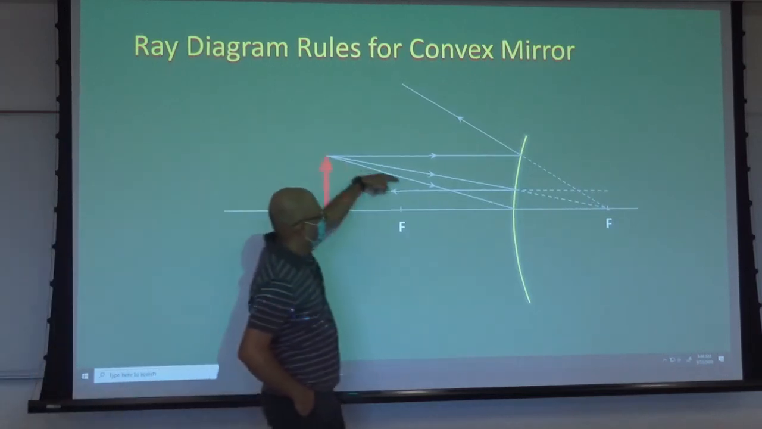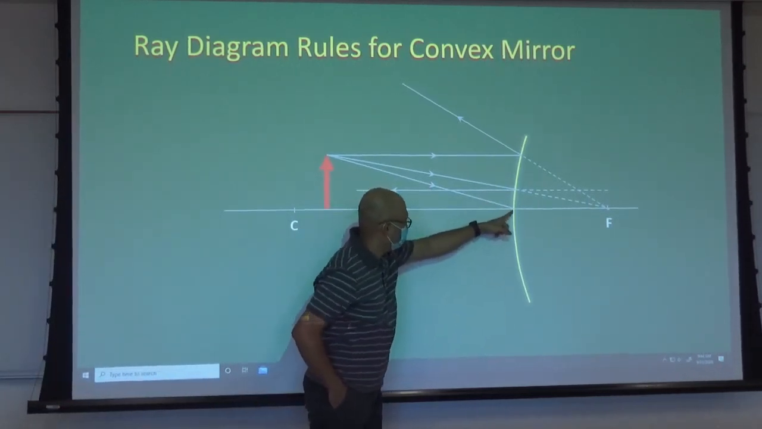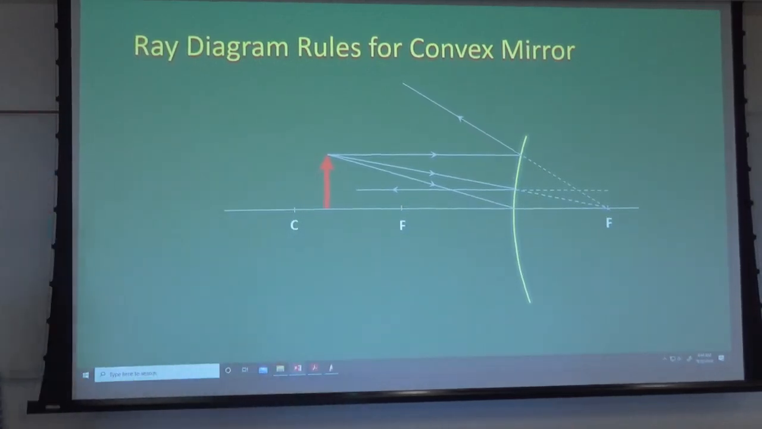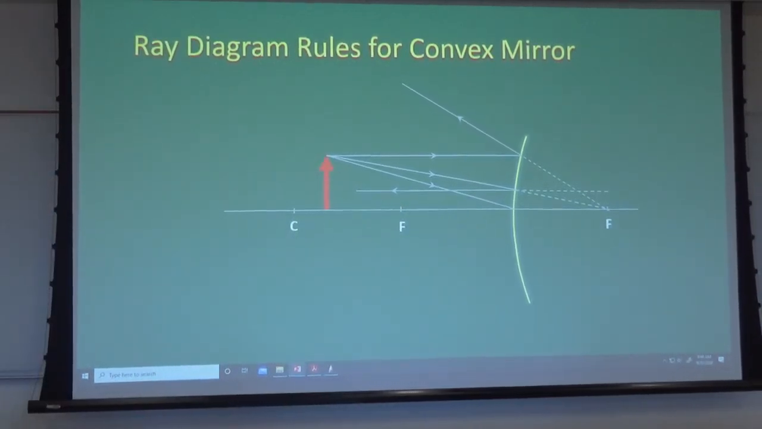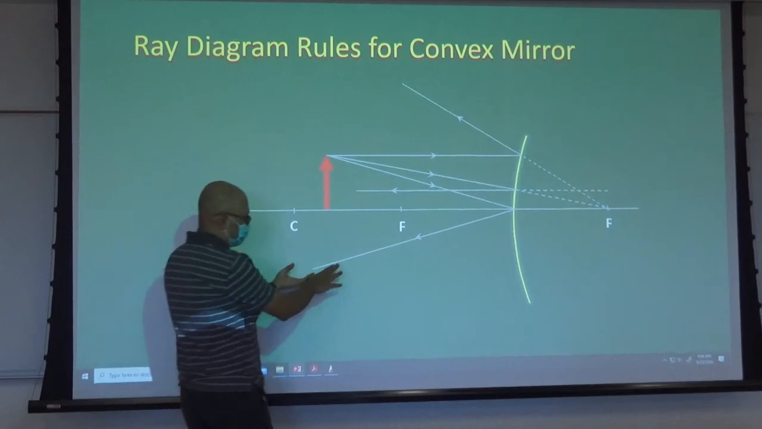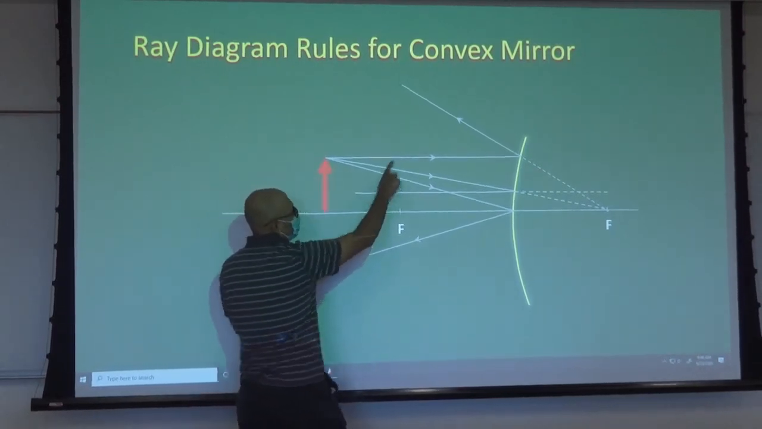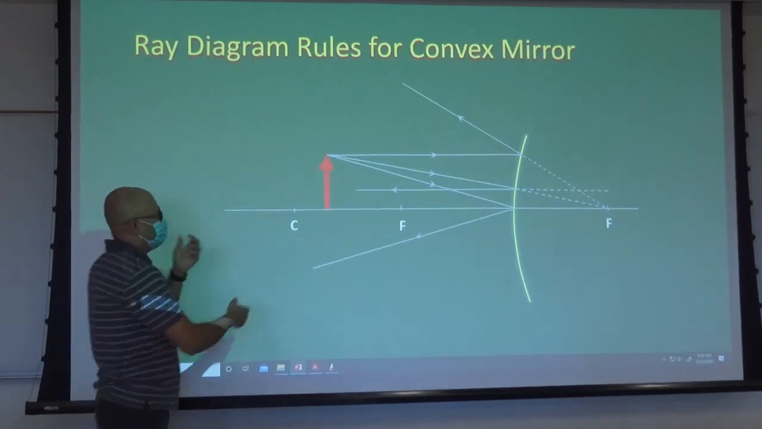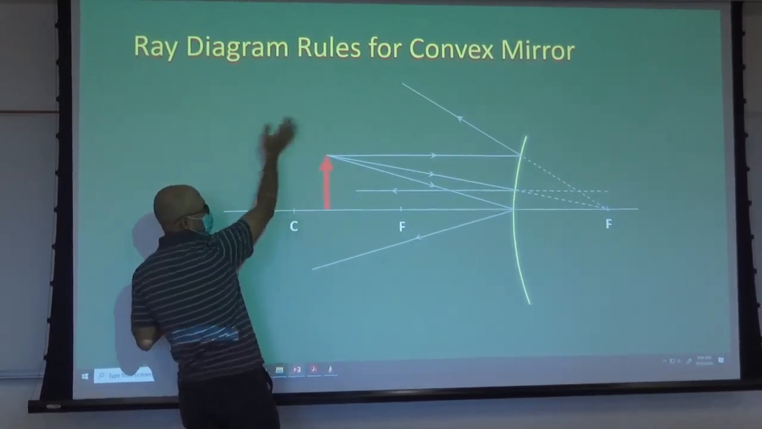Now, this will follow the law of reflection. It will be reflected back at an angle equal to this angle. So whenever the rays hit at the center, the ray would be reflected back at an angle equal to the angle of incidence. So it would have the same angle. So we have three reflected rays, this one, that one, that one. You can see the arrows, they are all reflected back. Now they will never meet anywhere on this side.